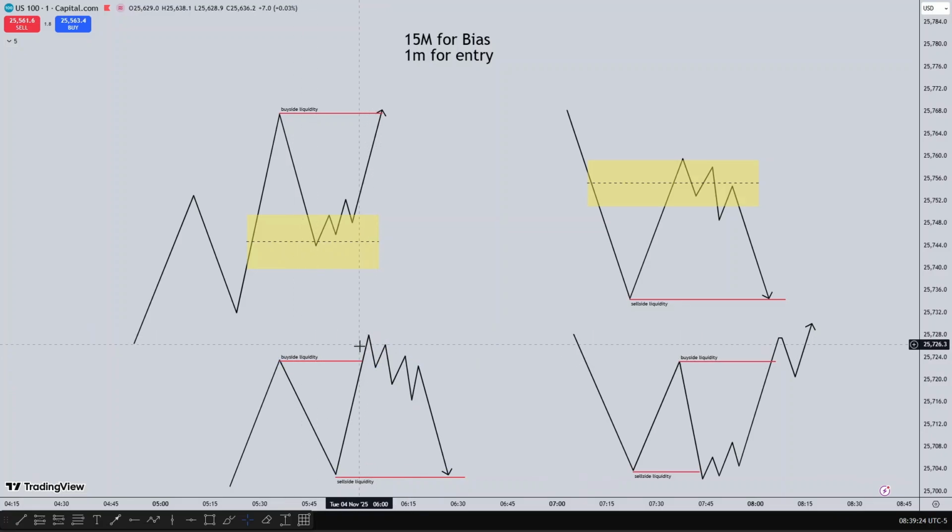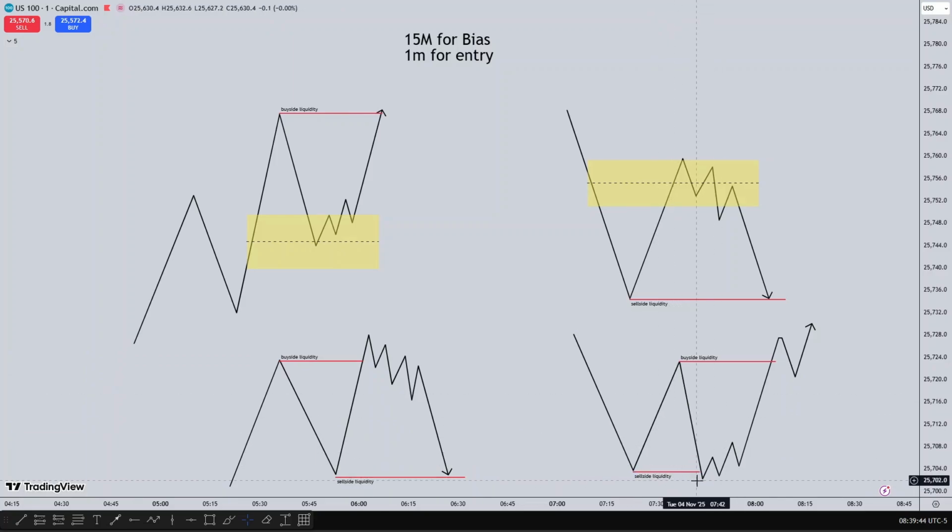Once I identify that the 15 minutes is creating a swing high and there's a chance of price retracing to that point of interest, either a complete reversal to run the sell side liquidity or just a retracement down to a discount point of interest. The same thing goes for the sell side.